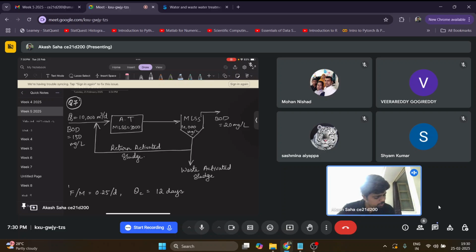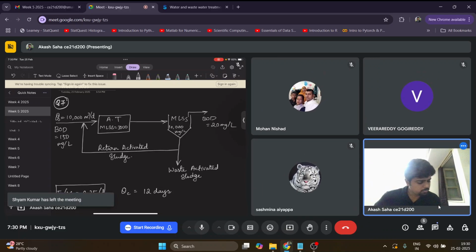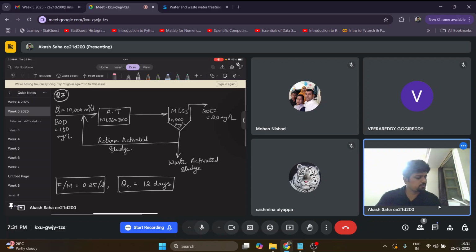So you have to make use of this F by M ratio, then relate that to the SRT. Try to solve this, or else I'll solve it after a minute.